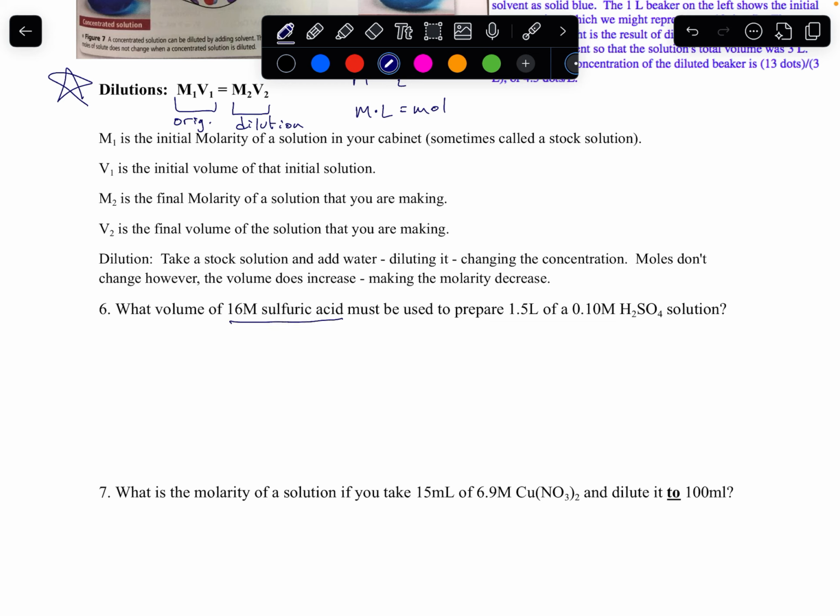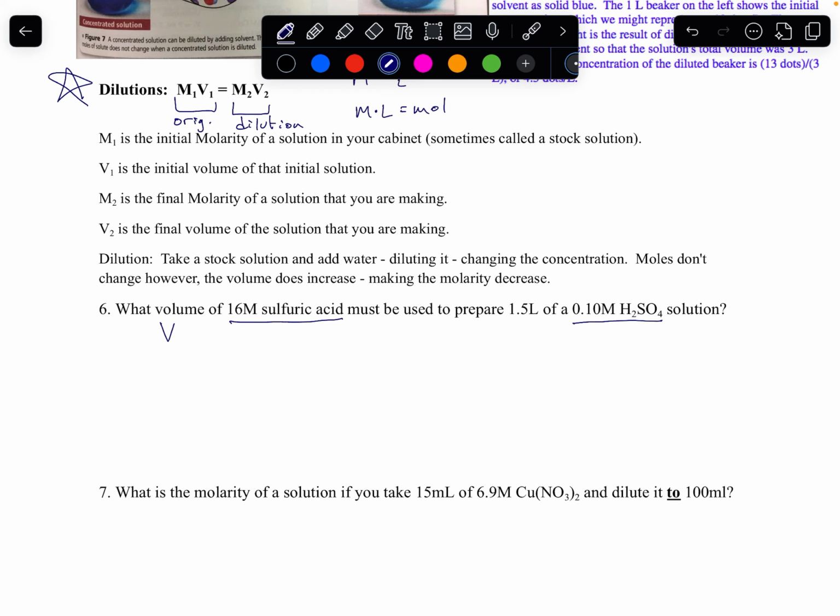So I'm starting off with my 16 molar, and I want to prepare a 0.1 molar, so it's going to be way diluted. 16 down to 0.1. I need to know how much of that 16 molar I need to use. I'm going to write out what all these variables are. I'm doing a dilution, so I know I'm going to use M1V1 equals M2V2.